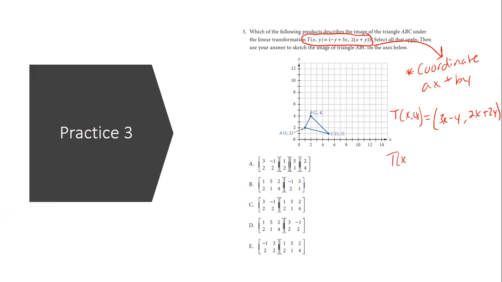So we have T of x, comma, y, and that equals 3, -1, 2, 2, and then our x, comma, our y's, right? All right, now I have 3 points to transform. So based on what we have here, which choices again? A and C. So you could have either used A or you could have used C. Either way, it's going to come out to the correct situation.